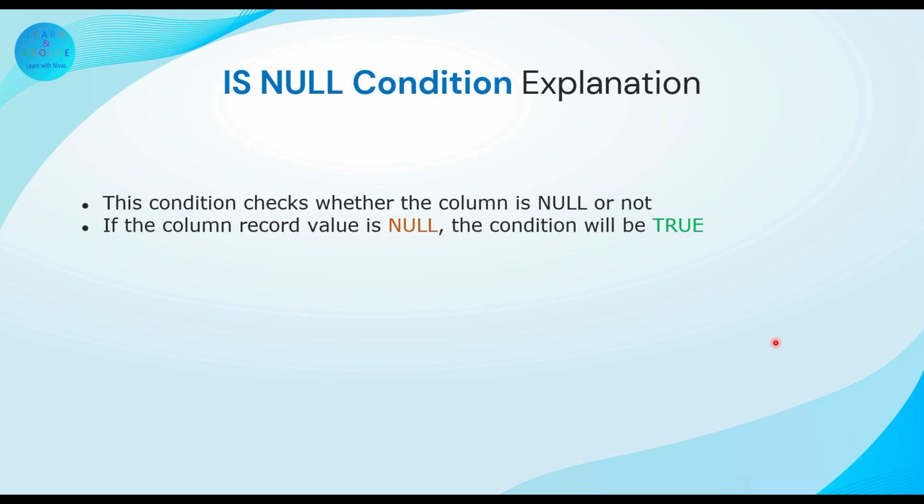Next is the IS NULL condition. This is specifically for fetching those records which have a null value in that particular column. If it is a null column, then it will automatically pick up that particular record, so the condition will automatically be true in that place. We'll see the example, I mean the syntax.